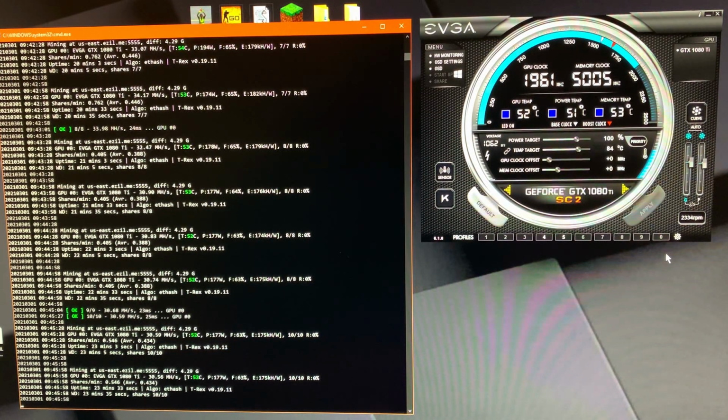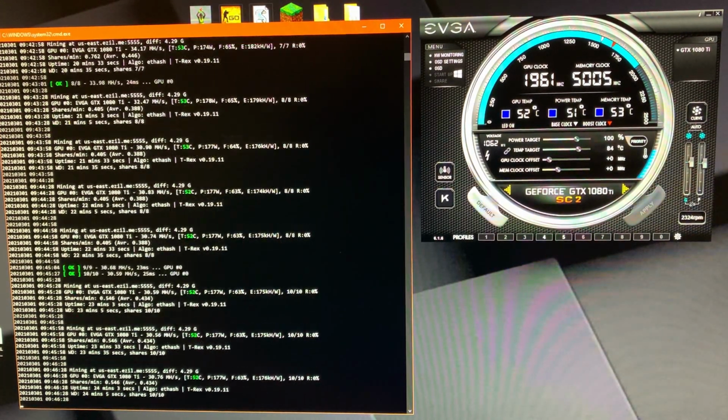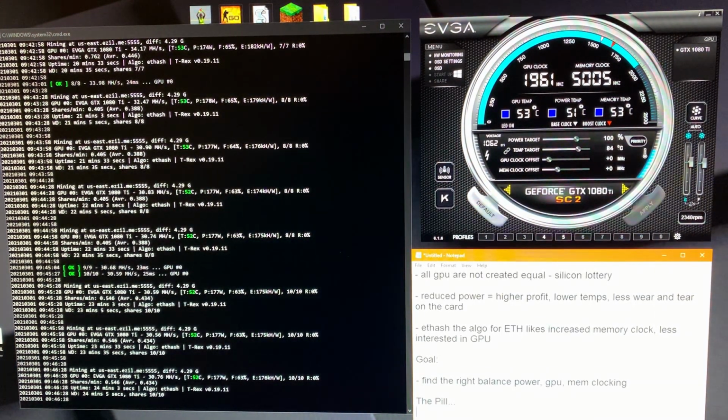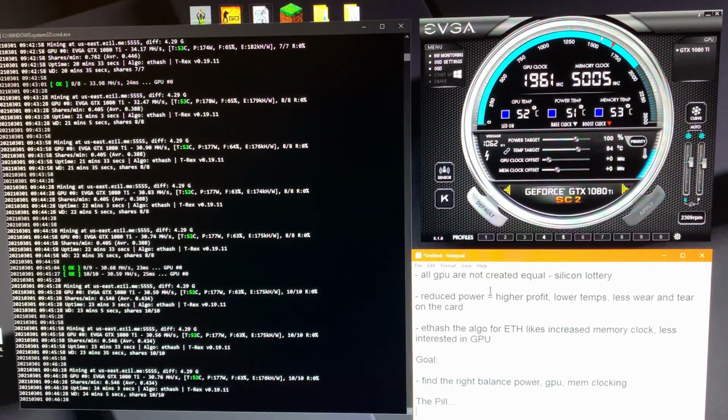All right, guys, so we have our test setup here, but a couple of things before we get started that are really important to know when mining a cryptocurrency with your GPU. We're going to talk specifically about mining Ethereum with a 1080 Ti, but this goes across the board. All GPUs are not created equal. There's this thing called the silicon lottery. Depending on how much silicon you get in your GPU, it's going to make a difference.